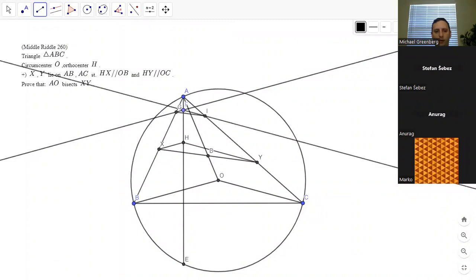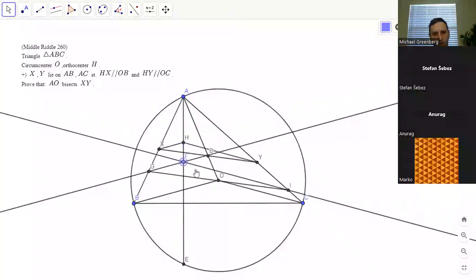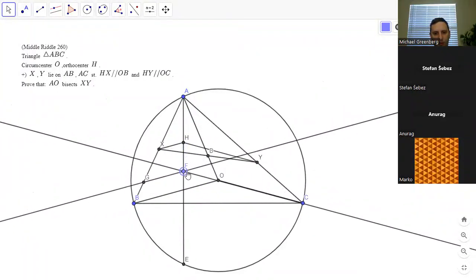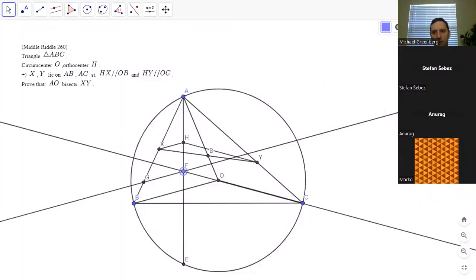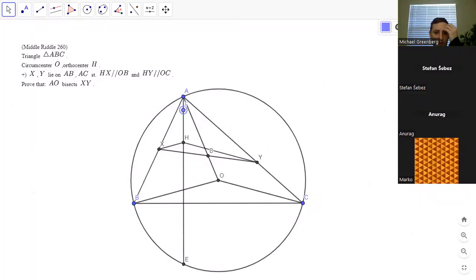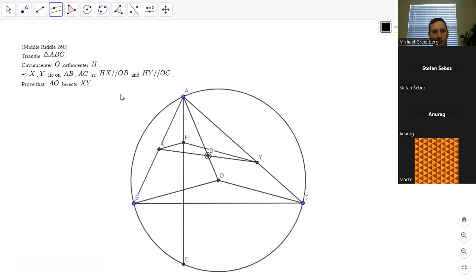Let's see. Is there a better point than H that we could use? Like we could use the intersection of OC with the altitude, although I don't know how good that is. What if we think about D to be moving? Oh, good point. Then we could send D to O. All right, and we will have a nice parallelogram then.